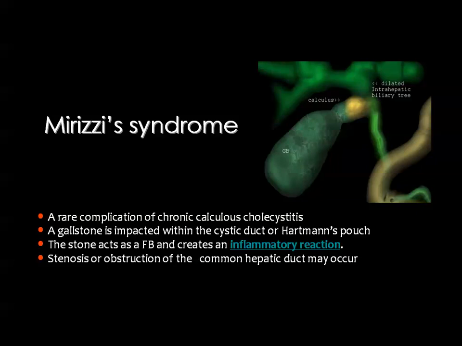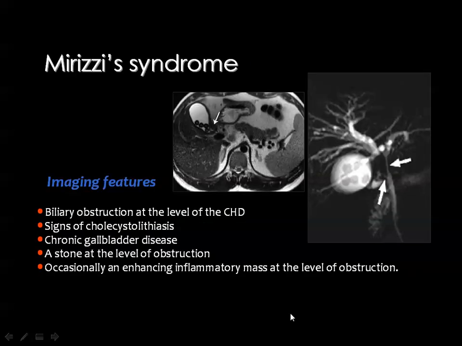Mirizzi syndrome is one of the rare complications of chronic calcular cholecystitis. This syndrome means that there is a gallstone that has been impacted into the cystic duct or the Hartmann pouch or near the neck of the gallbladder. This stone will create some inflammatory reaction, compressing this part of the bile duct with consequent dilatation of the proximal intrahepatic biliary radicals. Mirizzi syndrome is difficult to diagnose by imaging unless you keep in mind that this is one of the possibilities for biliary obstruction.